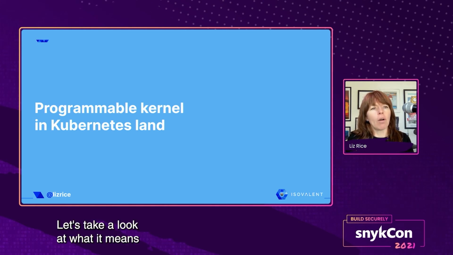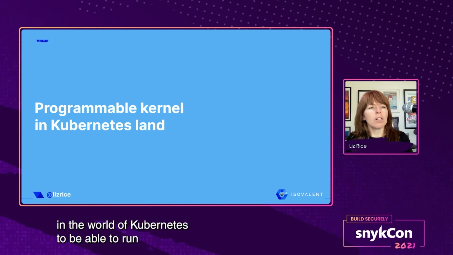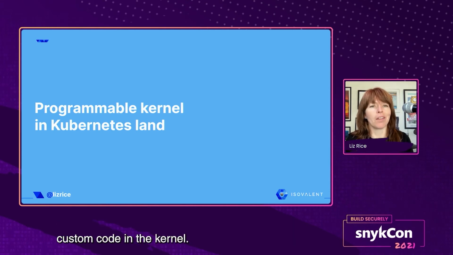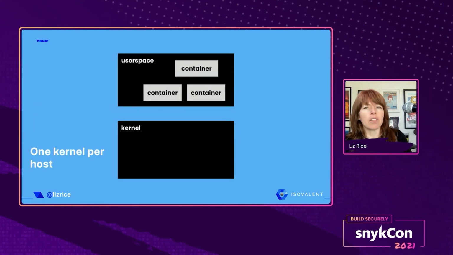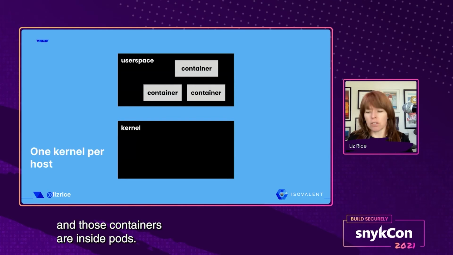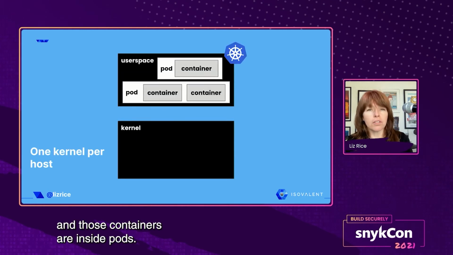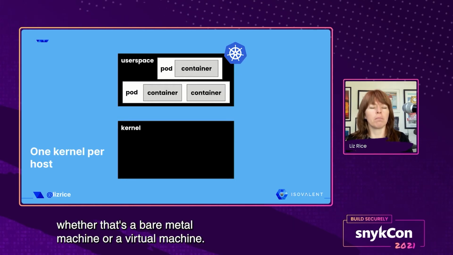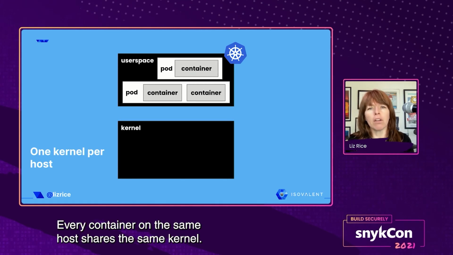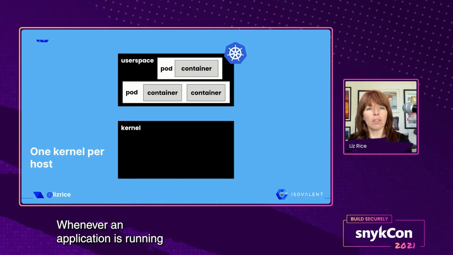Let's take a look at what it means in the world of Kubernetes to be able to run custom code in the kernel. Our applications are running as containers, and those containers are inside pods. But there is only one kernel per host, whether that's a bare metal machine or a virtual machine. Every container on the same host shares the same kernel.